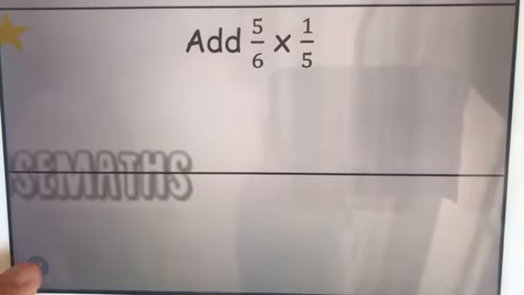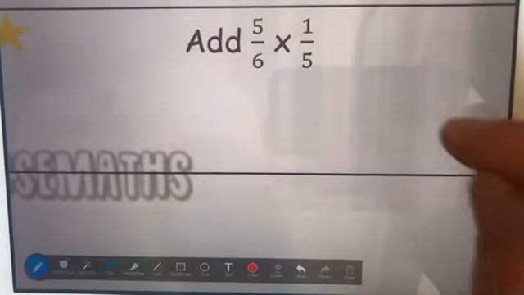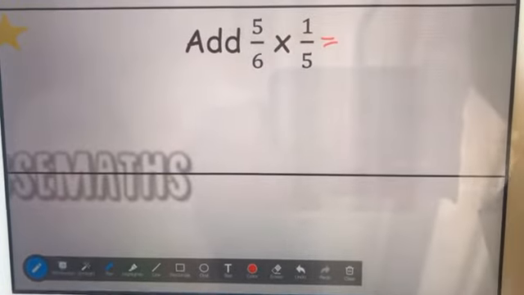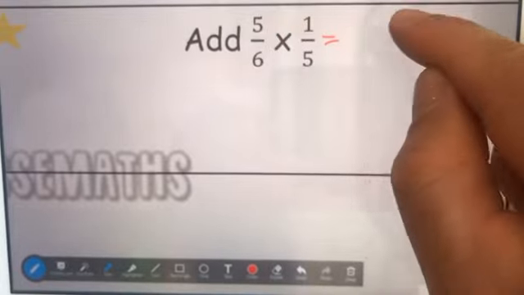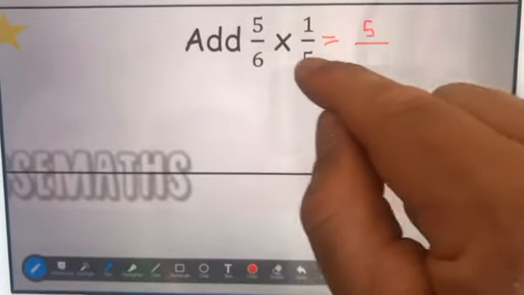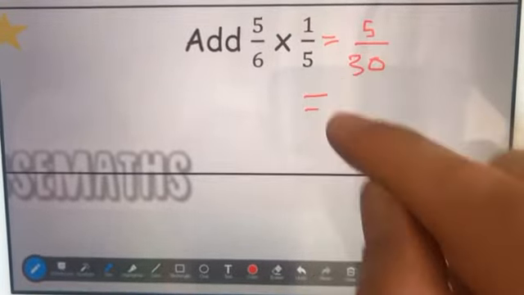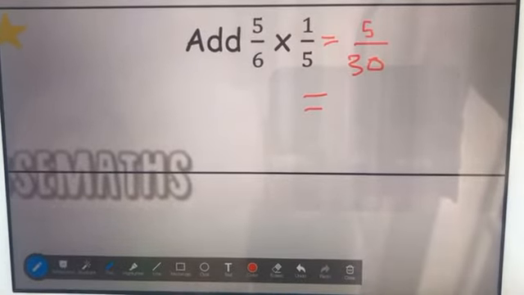And very last one, probably one of the easiest ones on there, times in fractions. No one ever remembers how to do this, but it's really straightforward. You just times the top times the bottom. 5 times 1 is 5 on the top. 6 times 5 is 30. 5 over 30. Now if you can simplify it, always try to, okay?